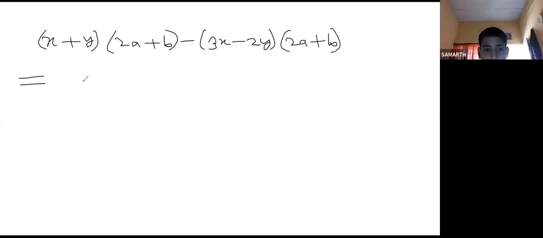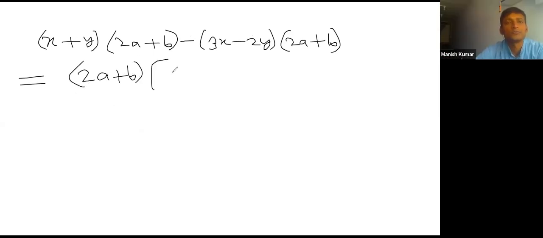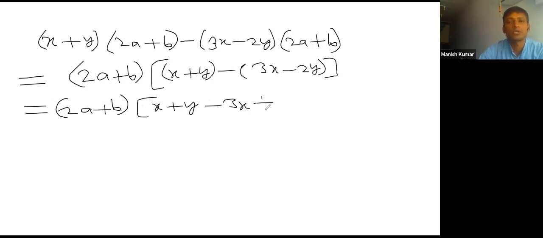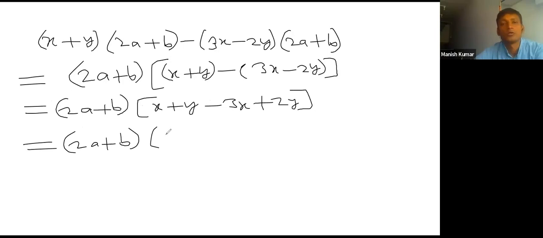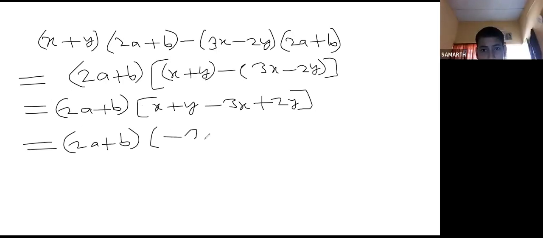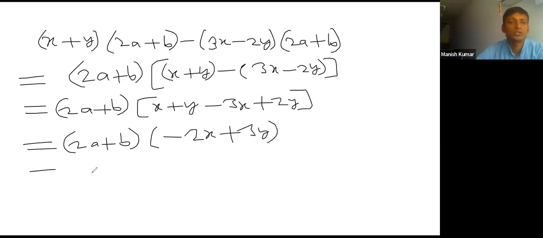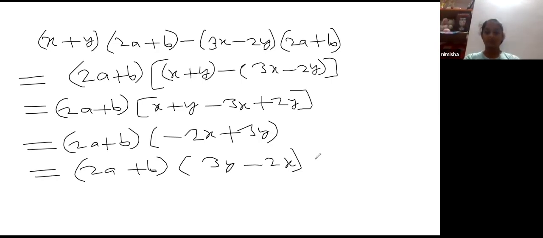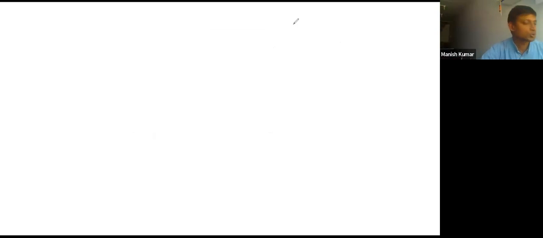Sir, 2a plus b is common. Okay, 2a plus b is common. Then x plus y can be written, and here what is left? Minus 3x minus 2y, isn't it? Bracket close. Equal to 2a plus b as it is, in bracket we are going to write x plus y minus 3x plus 2y, isn't it? Minus 3y. Okay, minus 2x plus 3y. Or you can write it as (2a plus b) into (3y minus 2x), isn't it? Yes. Okay. Clearing this, next question.